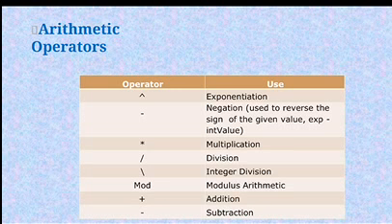And in arithmetic operators also, the exponential symbol is there. That is the first priority, exponential symbol. And negation is used to reverse the sign of the given value. And multiplication and slash division. And modulus arithmetic, that is the remainder after division, and addition and subtraction. So these are arithmetical operators.